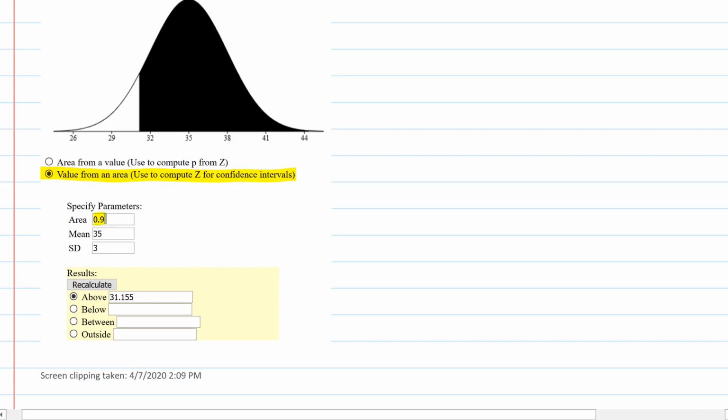We've put in the 0.9, which is the area that we're interested in. So we put in our area 0.9, our mean of 35, and our standard deviation of 3. And notice that down in the results area, we're looking for above, and so our answer here is this is our result. So we get x is equal to 31.155. Now recall what x is.